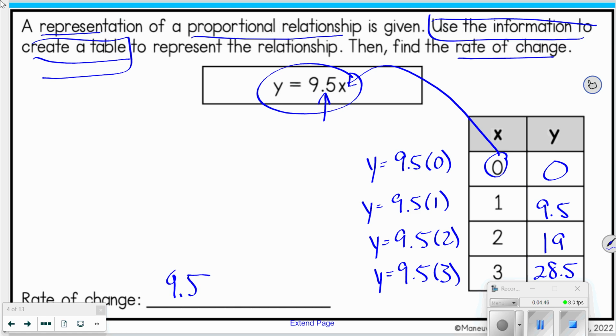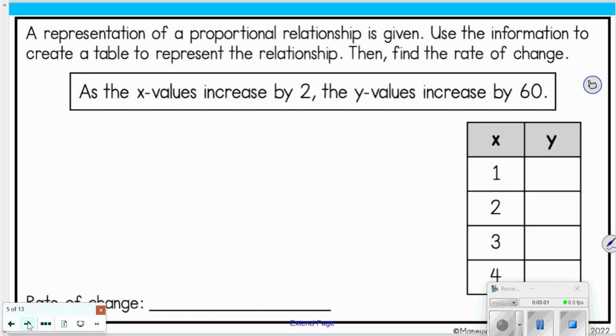Guys, it's really not complex. If they've given you the equation, they've given you the rate of change because it's your k value. The other way to find it, though, if you really needed to, you can come back to your table, divide your y by your x, and you will also get the rate of change. So you're saying there's multiple ways to get the exact same thing.